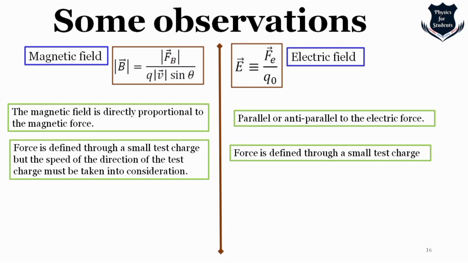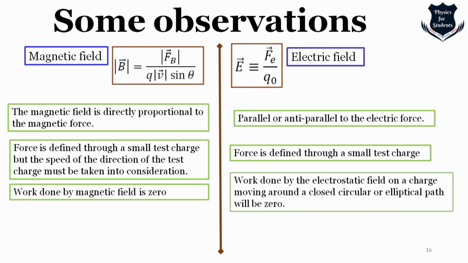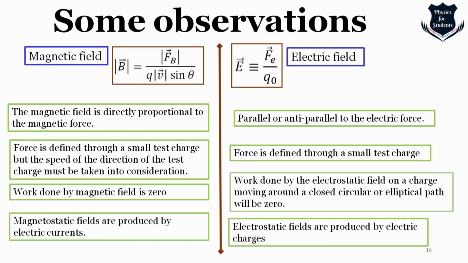In an electric field, force is defined through a small test charge. Now, work done by the magnetic field here is 0. Work done by an electrostatic field on a charge moving around a closed circular or elliptical path will be 0. Magnetostatic fields are produced by electric currents. Electrostatic fields are produced by electric charges.